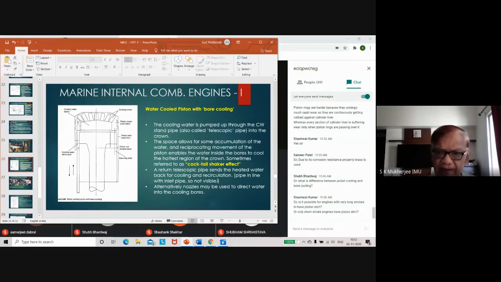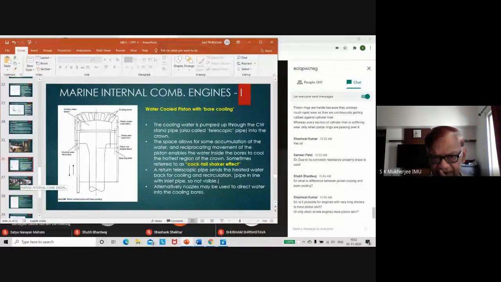A return telescopic pipe sends the heated water back to the cooling and recirculation pipeline. So the return pipe will again send that water back into the system for recirculating, cooling, etc., and then it comes back again. The pipe is in line with the inlet pipe, so it is not visible. So one pipe is behind the other pipe. So that is why you can see only one pipe. Alternatively, nozzles may be fitted to direct the water to the cooling bore. See, over here, there can be nozzles fitted which will directly cool the bores by means of water being injected into the system.